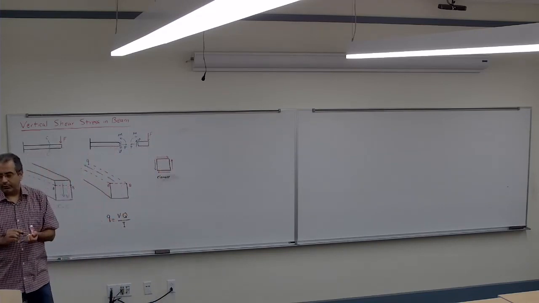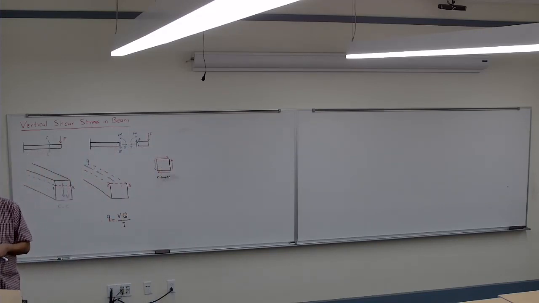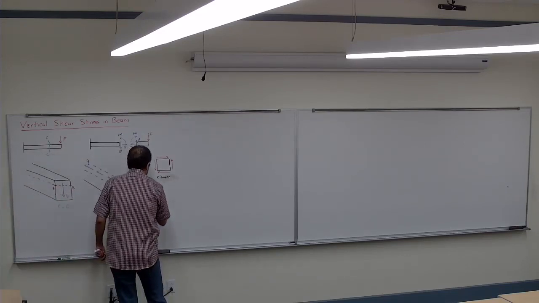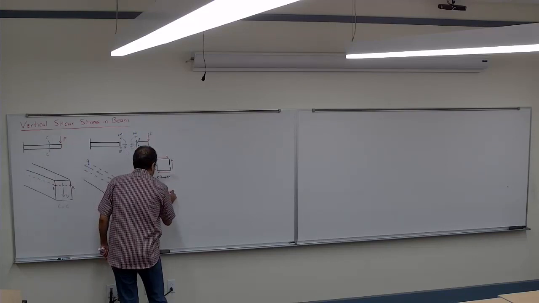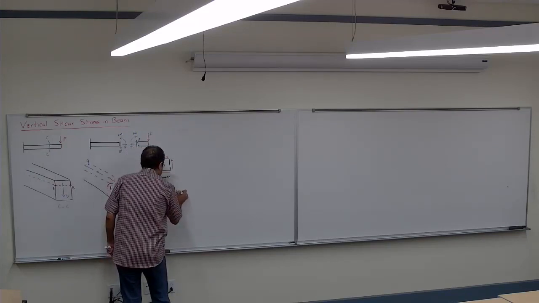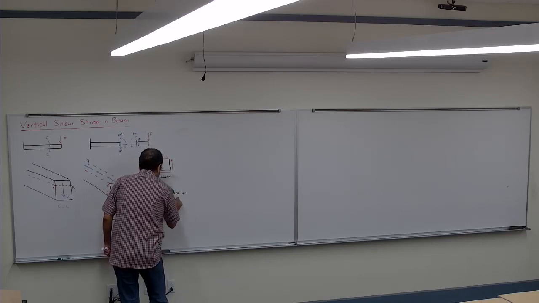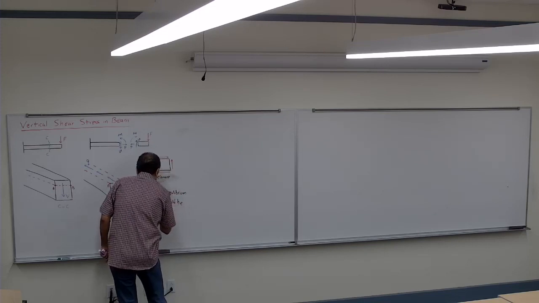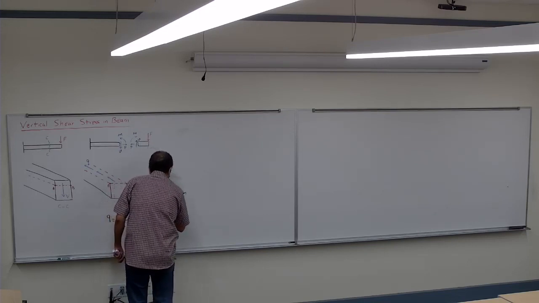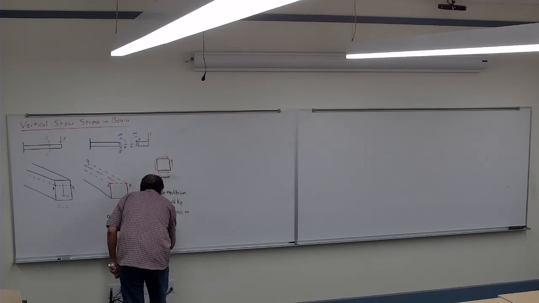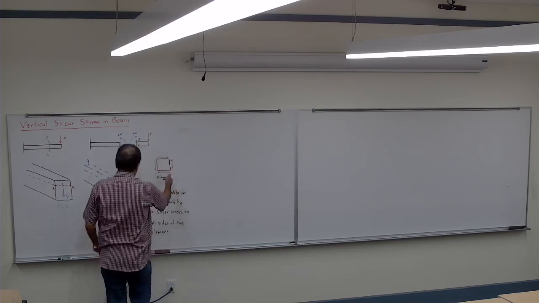Correct? So to be in equilibrium, there should be shear stress on all sides of the element. So if I have it on one, I have to have it on the other side.